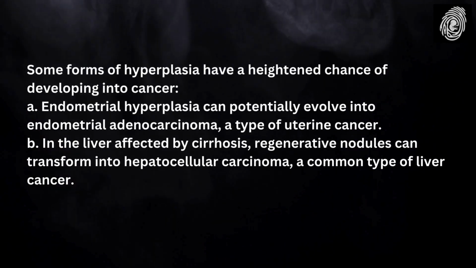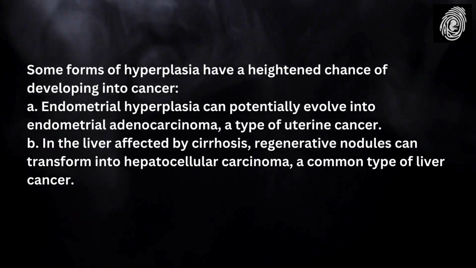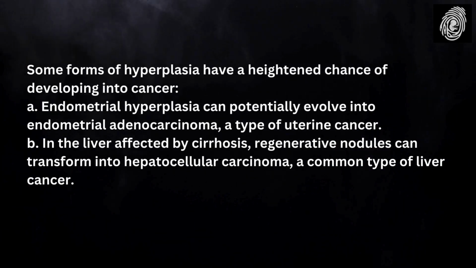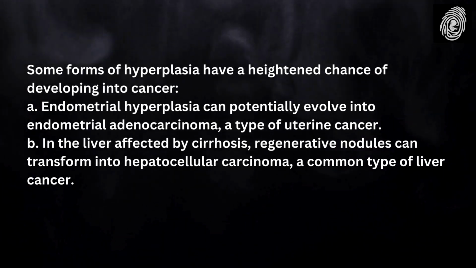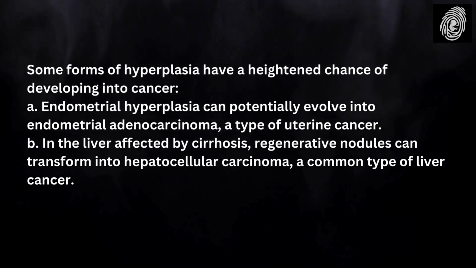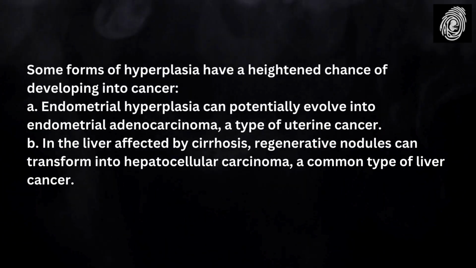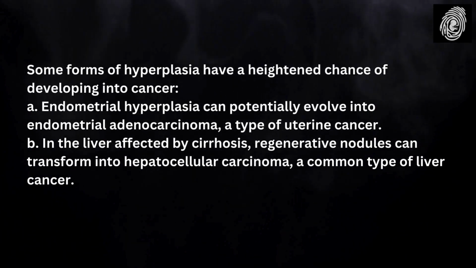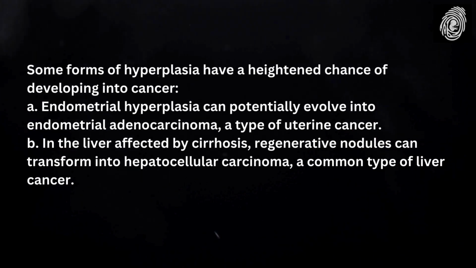Some forms of hyperplasia have a heightened chance of developing into cancer. A. Endometrial hyperplasia can potentially evolve into endometrial adenocarcinoma, a type of uterine cancer. B. In the liver affected by cirrhosis, regenerative nodules can transform into hepatocellular carcinoma, a common type of liver cancer.